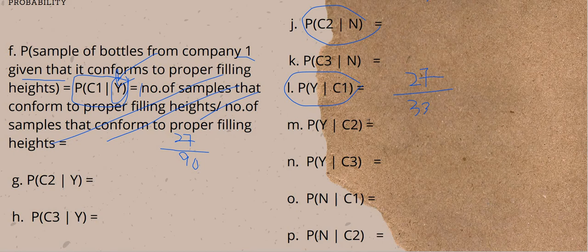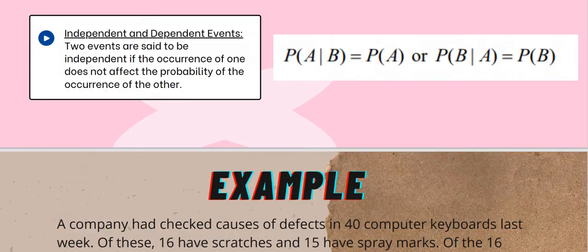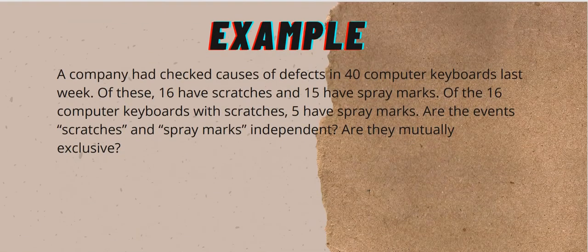Okay, if you still remember, for the previous slide I stopped and didn't explain in detail on independent and dependent, right? So now I will go back to that slide, because you already learned the probability. Now I will explain about independent and dependent events. Example.